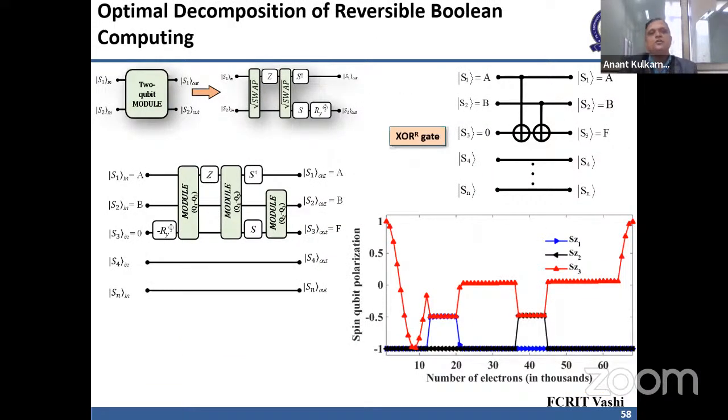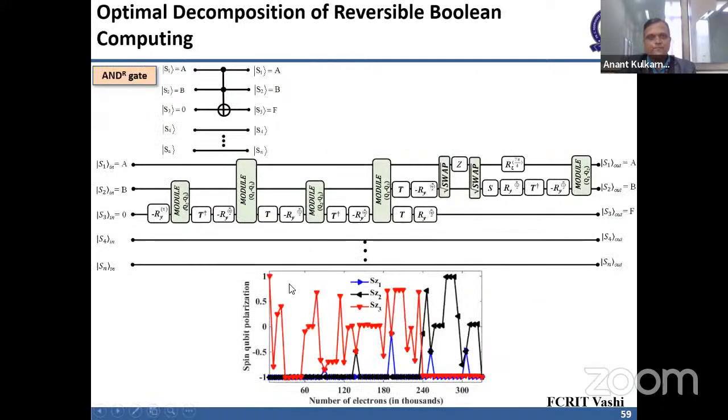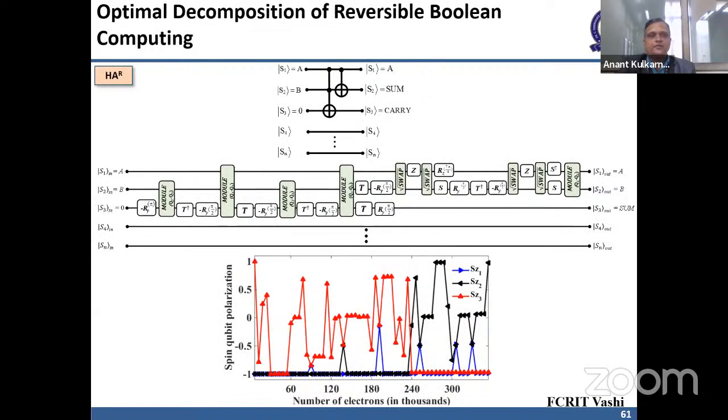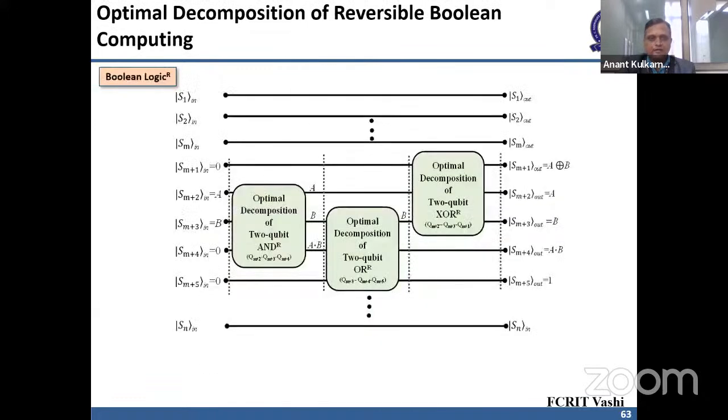And we realize it in the spintronic architecture. This is the XOR gate, this is the AND gate, this is the OR gate, this is the half adder, this is the full adder. Now this is Boolean logic. After that, what did we do? After realizing all these quantum gates and basic elementary blocks of reversible quantum computing, we put them in a complex quantum circuit. That is optimal decomposition of 2 qubit, optimal decomposition of 2 qubit OR gate and XOR gate to carry out different Boolean tasks in a parallel fashion.